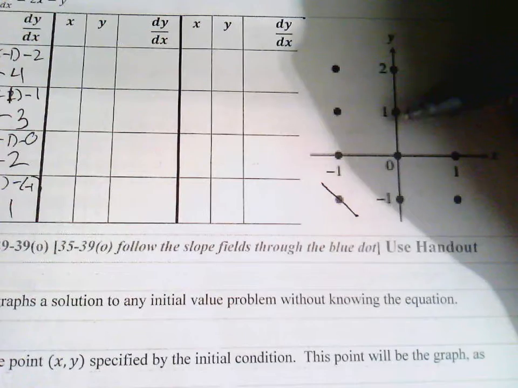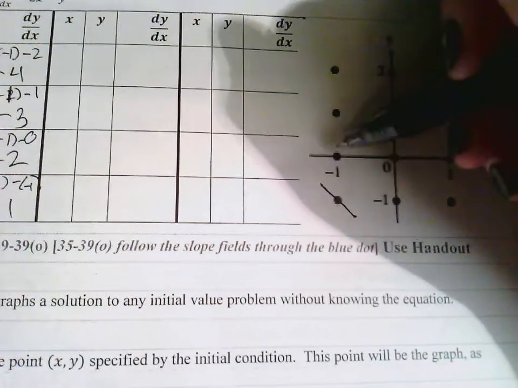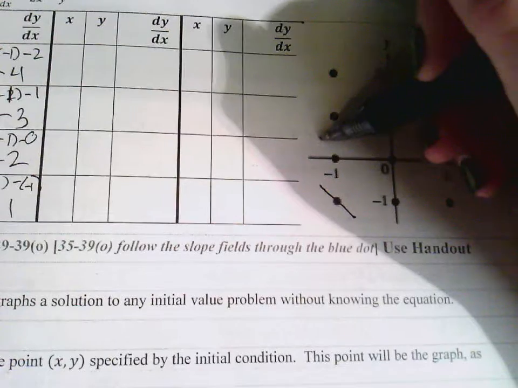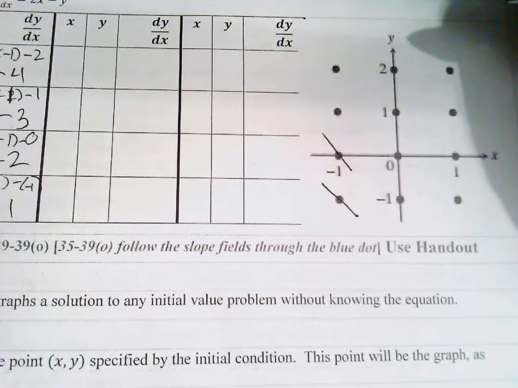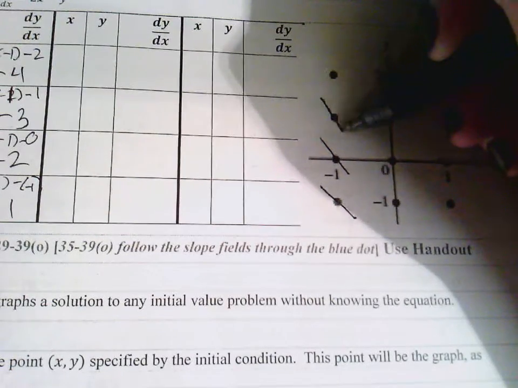Or up 2. So it's going to just be a little bit steeper. Okay, and then you got -3. That's going to be a little bit steeper. And then you got -4.